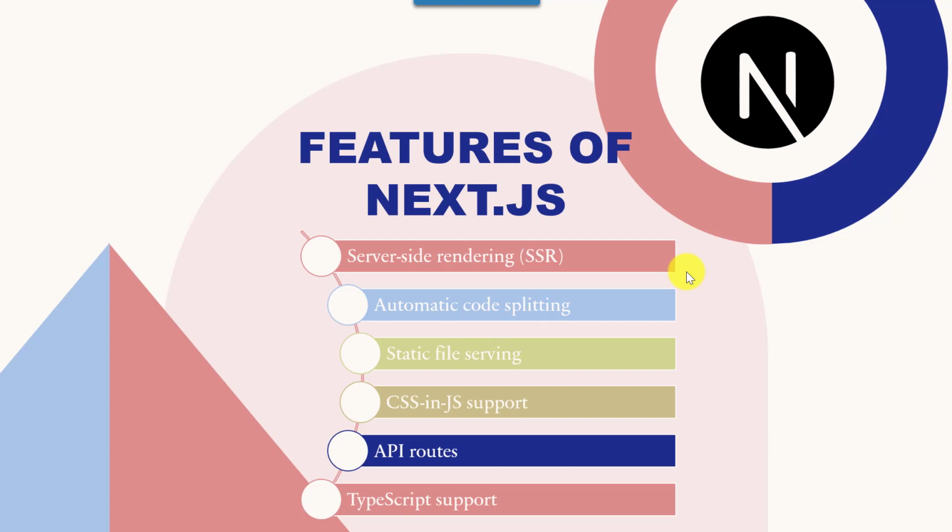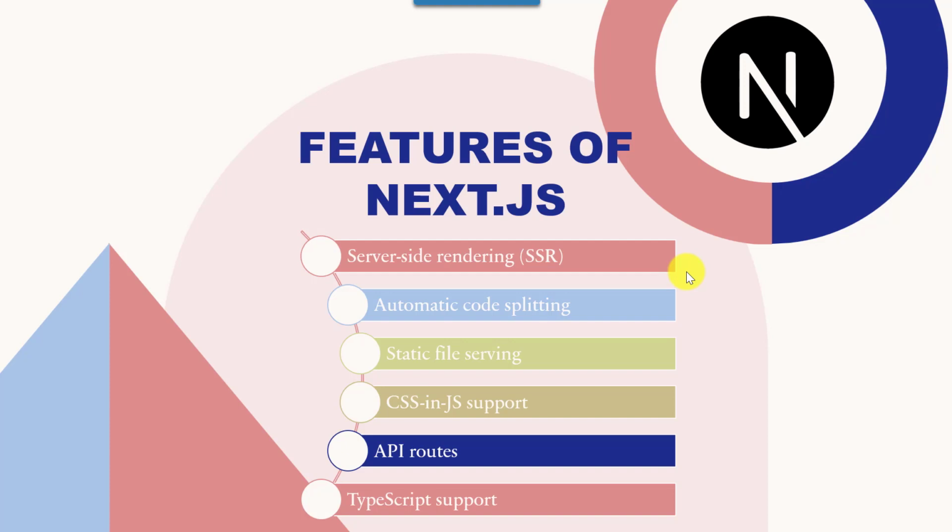The next feature is static file serving. Basically, Next.js easily serves static file assets like images, style sheets, and client-side JavaScript files, and it also offers built-in support for CSS and JavaScript libraries like styled components and CSS modules.